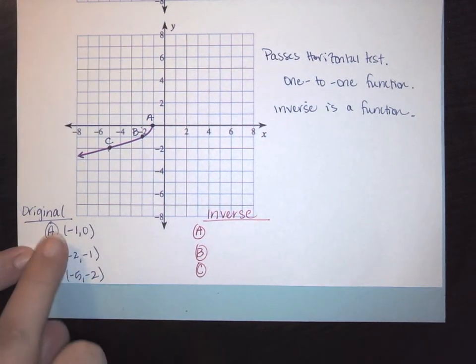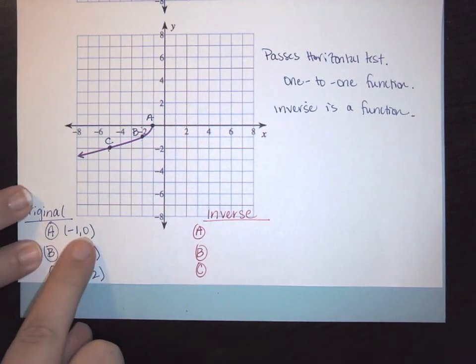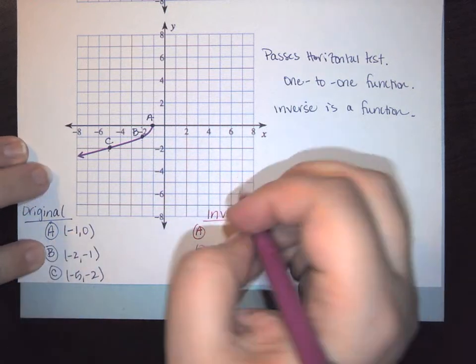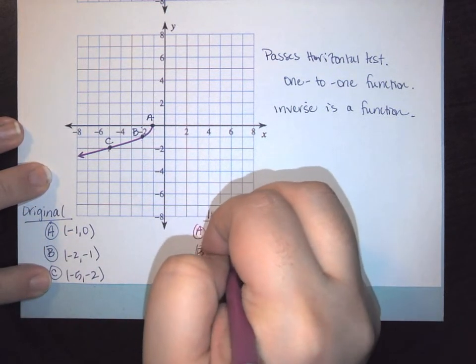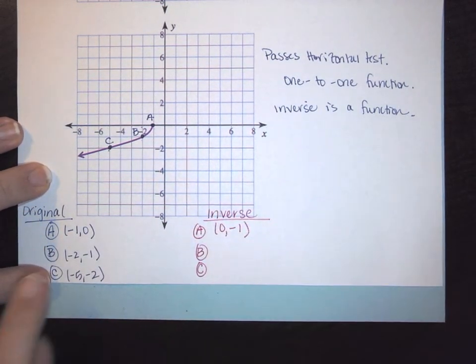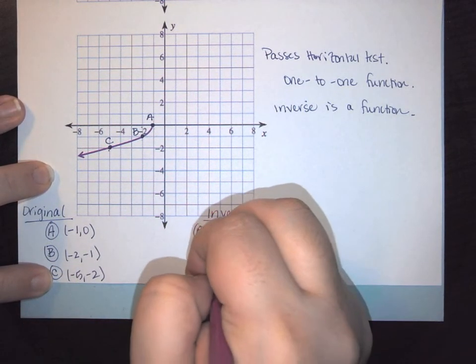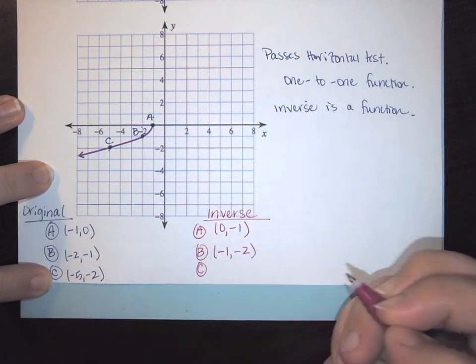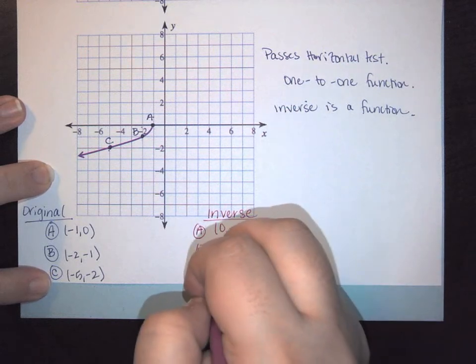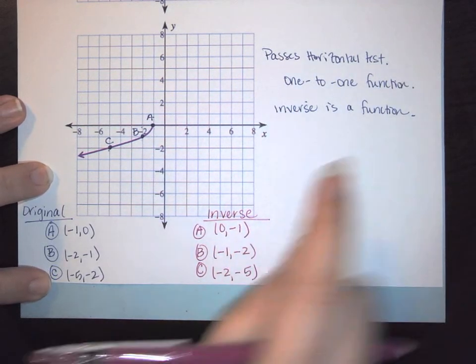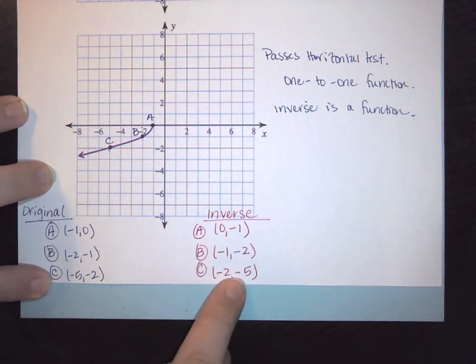So if I look at A, my inverse here would be, if you remember, you're going to switch your X and Y coordinate. So instead of it being -1, 0, my inverse is going to be at the point 0, -1. For B, instead of it being -2, 1, that inverse is going to be -1, -2, which makes my C point -2, -5. I have my 3 points here, so I can go in and graph those.